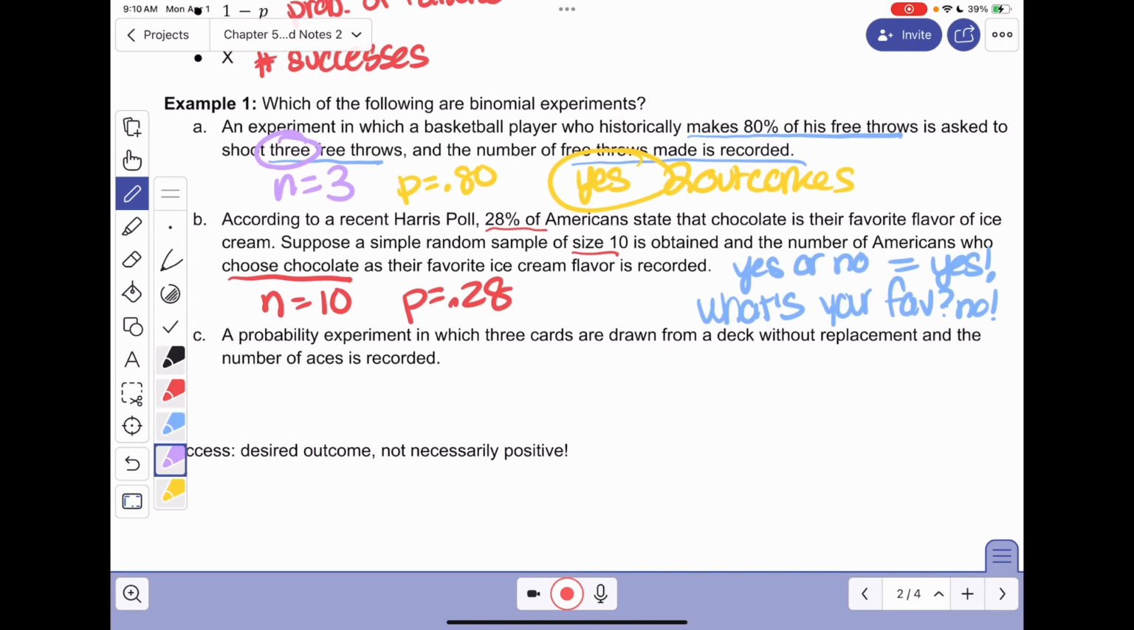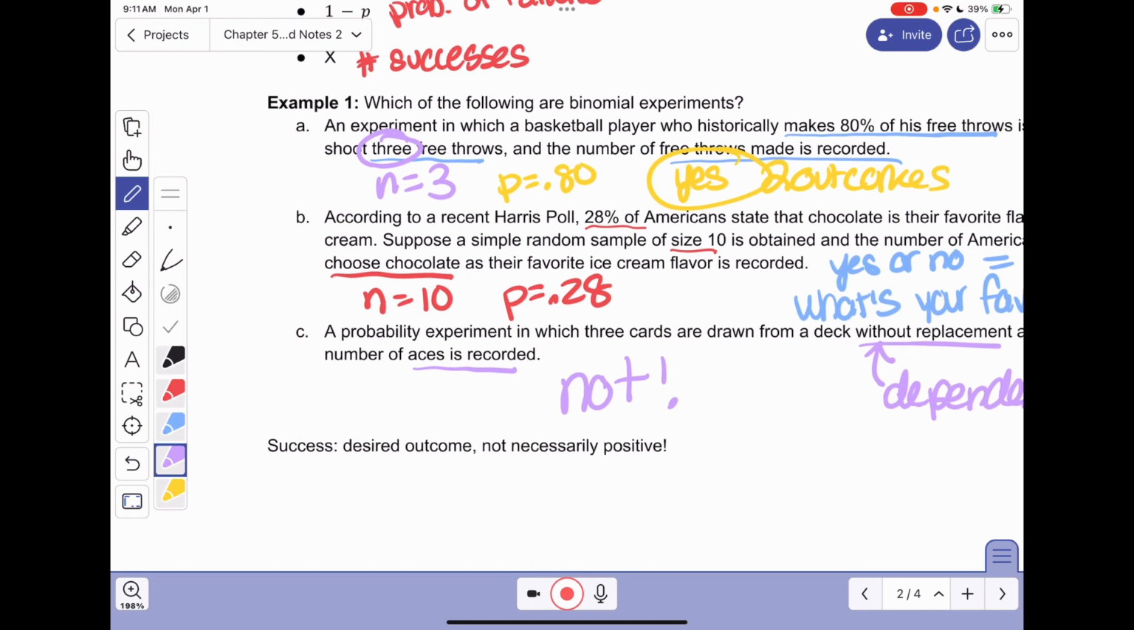All right. And then the last one, a probability experiment in which 3 cards are drawn from a deck without replacement and the number of aces is recorded. So if we're only recording aces versus non-aces, that would meet the 2 outcomes. But without replacement means now we're dependent. The probability is going to change each time you take a card out. So this one is not a binomial. And just a reminder, success is just what we're looking for. It's not necessarily positive or negative.